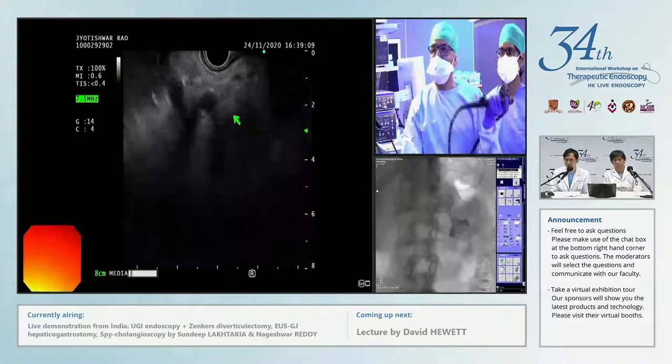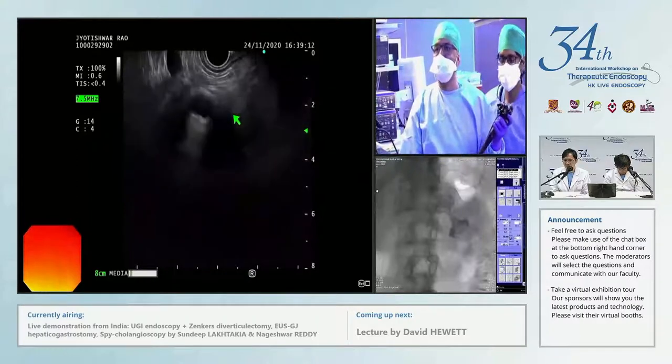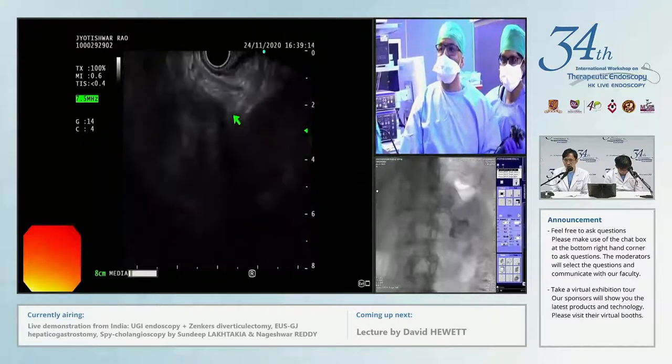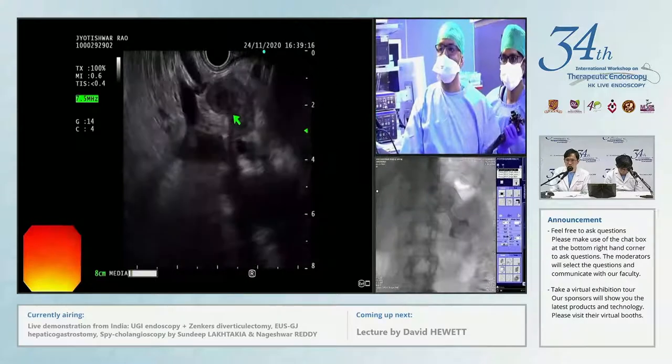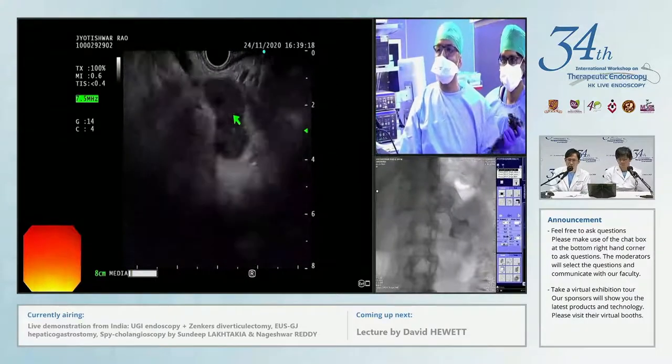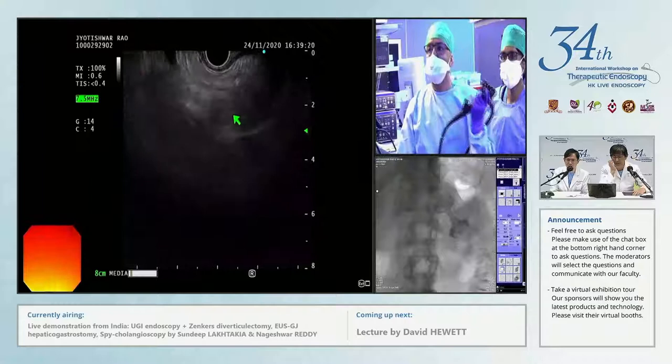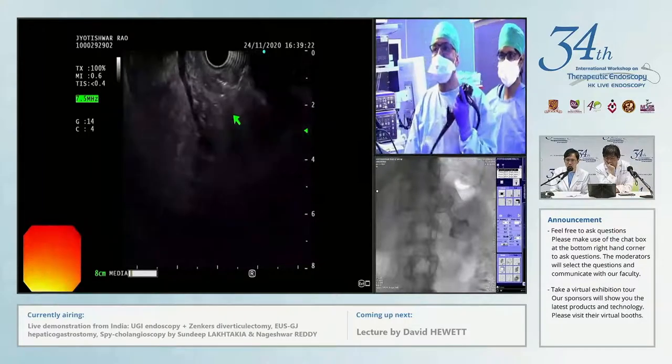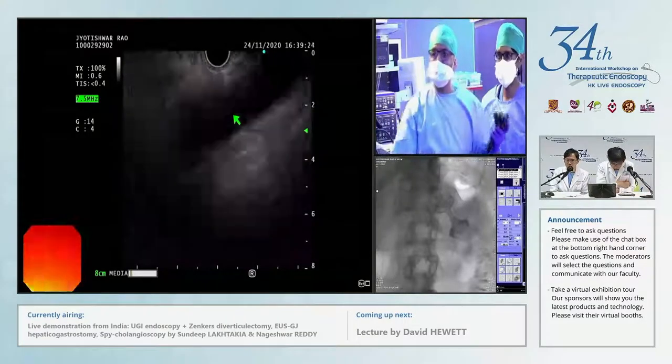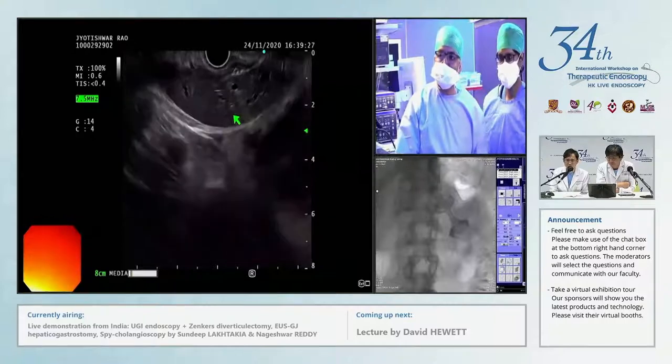Looking good there. So far so good. There's a big node here, you see that? Wow, it's a malignant node already. Let's come back to the left hepatic duct. The patient is in a prone position, so both procedures are done in the prone position.